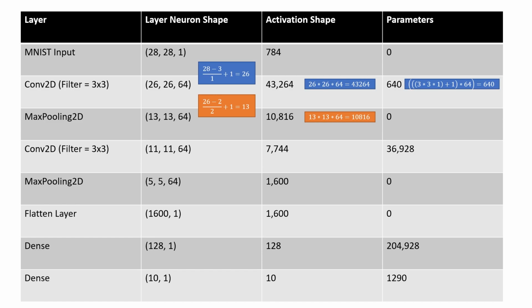Then I applied one more convolution layer, which gives me 11 into 11 into 64. So this is calculated by 13 minus 3, 3 is the size of the filter, divided by 1, which is the stride taken, plus 1, which gives me 11. And 11 into 11 into 64 gives me 7,744. That is the number of the activations that are there in that particular layer.